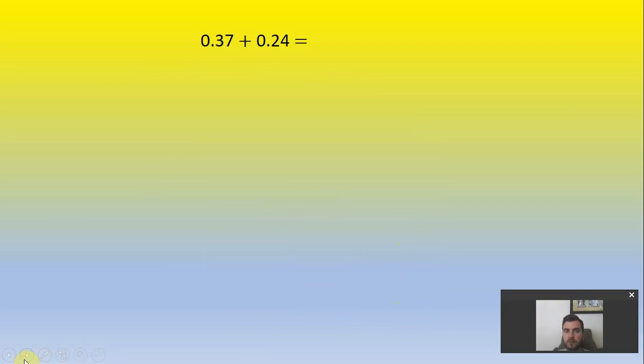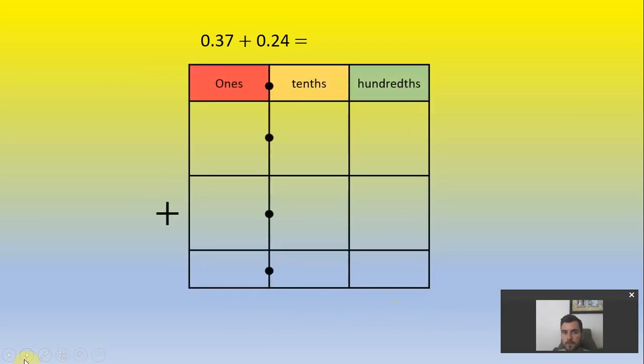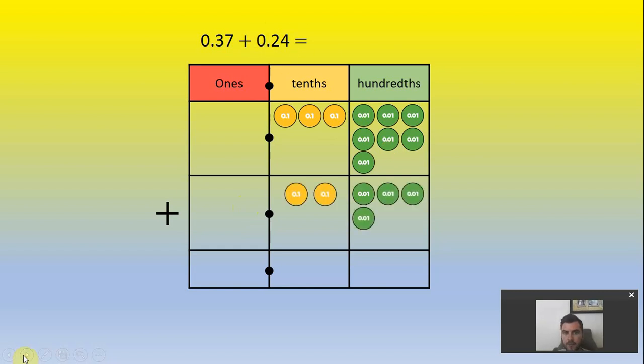Let's have a look at another one. So 0.37 add 0.24. Again, using our place value table. We've represented 0.37 using our counters, with our 3 tenths and our 7 hundredths. Now we're going to represent 0.24 using our counters. So we've got 2 tenths and our 4 hundredths. We can now add these together. So we'll add our hundredths together first.